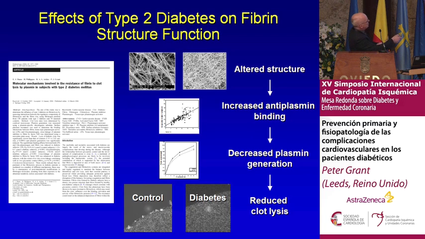When that happens, these are these pictures again. This is non-diabetic, this is a diabetic patient. When that happens, there are changes in fibrin's ability to bind the proteins that break it down. So there's increased binding of antiplasmin, decreased plasmin generation, and clot lysis is reduced by the structure generated in diabetes. So two things are happening. The fibrin's abnormal, and it's not allowing breakdown of the fibrin clot as it should do.